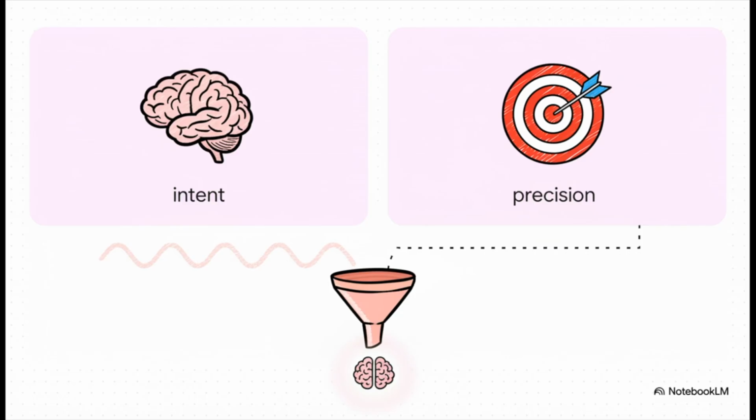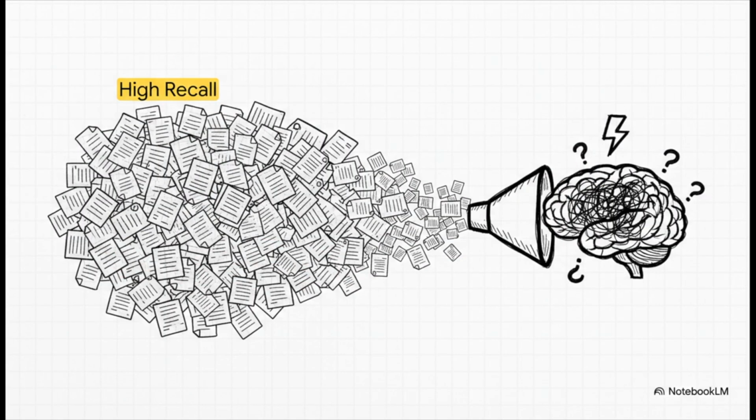But this awesome power of hybrid search, well, it creates a brand new problem. You get so good at finding potentially relevant documents that you end up with high recall, a huge pile of results.